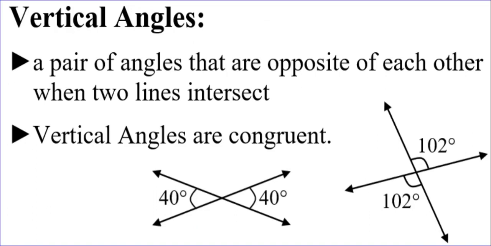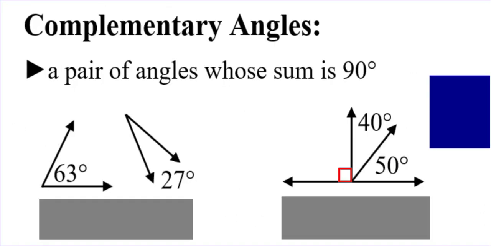Now, the first type of angles we're going to talk about in this video: vertical angles. They are a pair of angles that are opposite of each other when two lines intersect. What you need to know about vertical angles also is that they are congruent. So here you can see the 40-degree angle on the left is opposite of the 40-degree angle on the right. They are congruent. They have the same measure. Over here on this example, the 102-degree angles are opposite of each other, formed by intersecting lines, and they are congruent to each other.